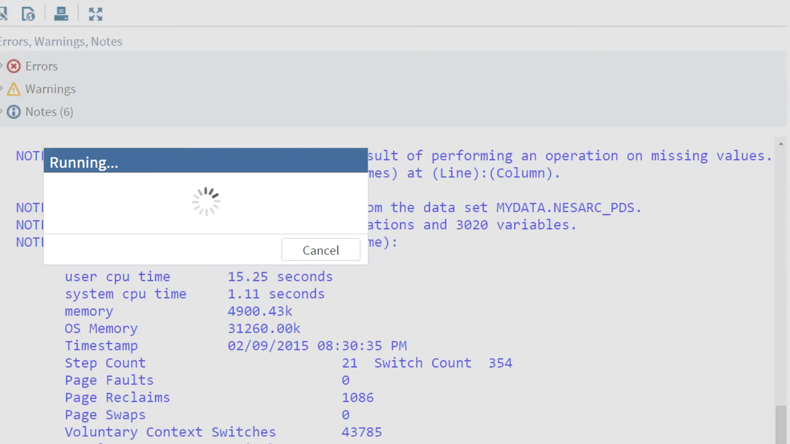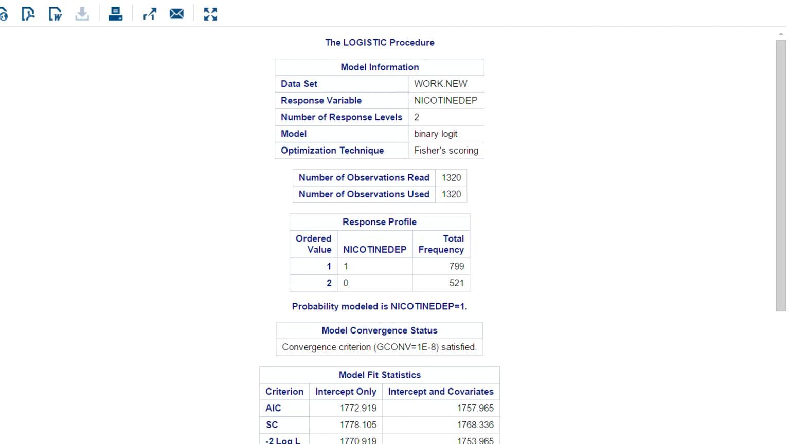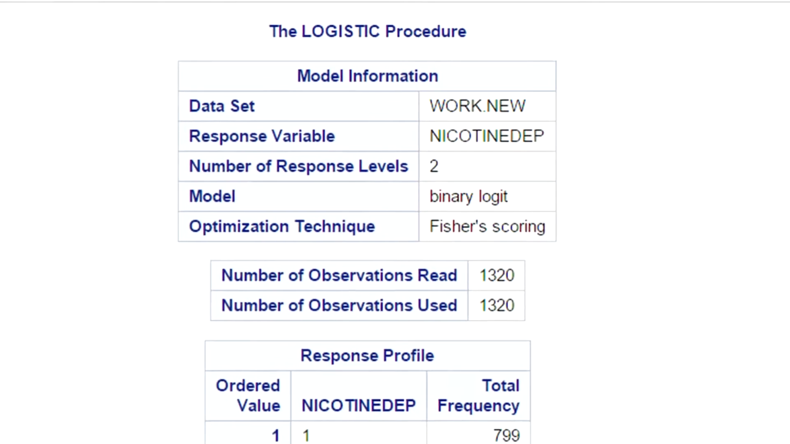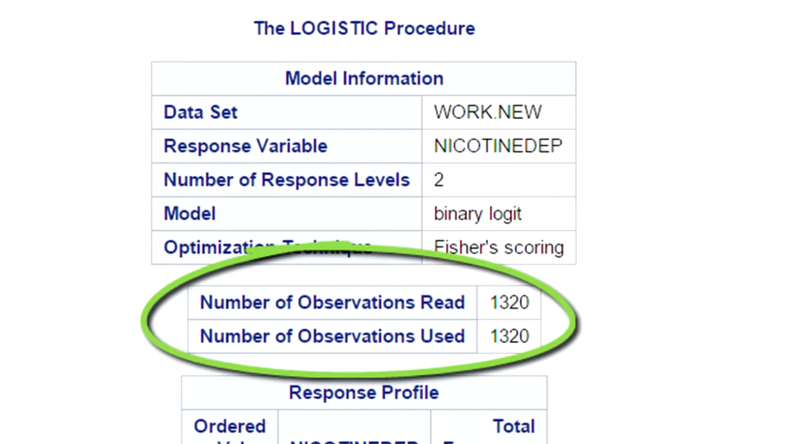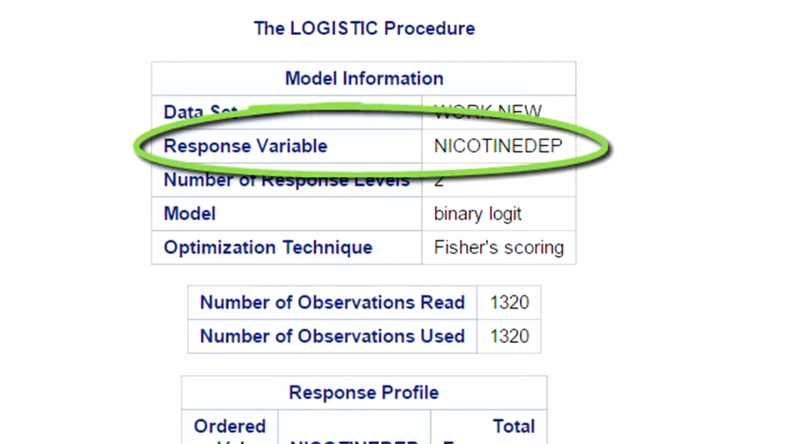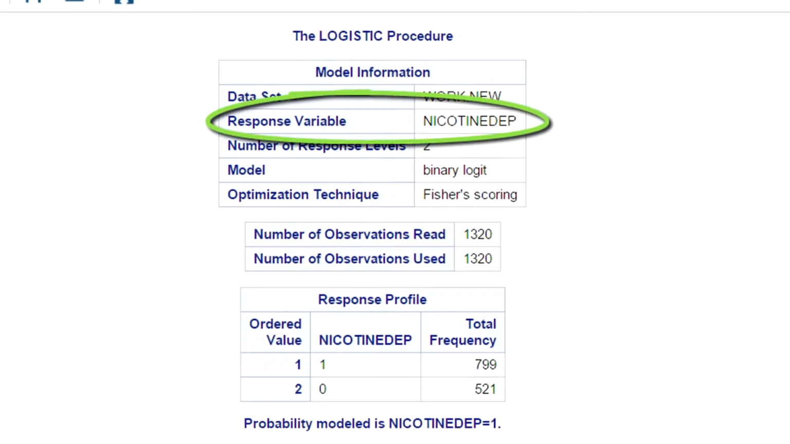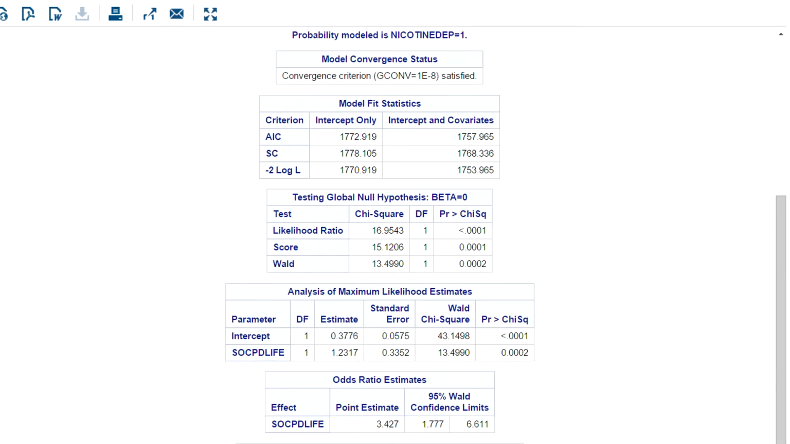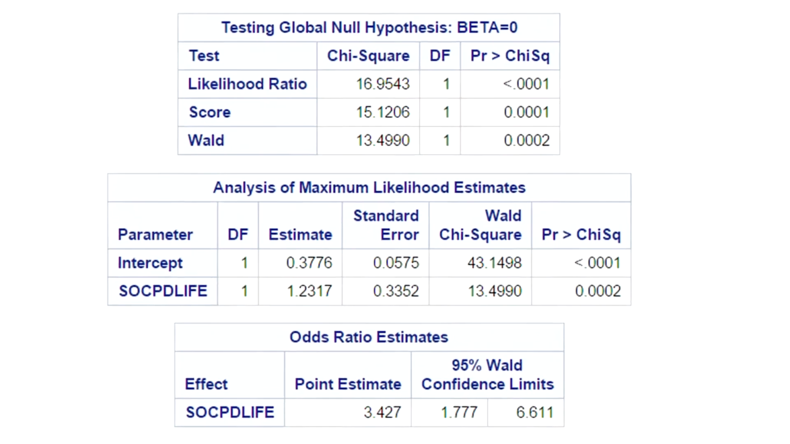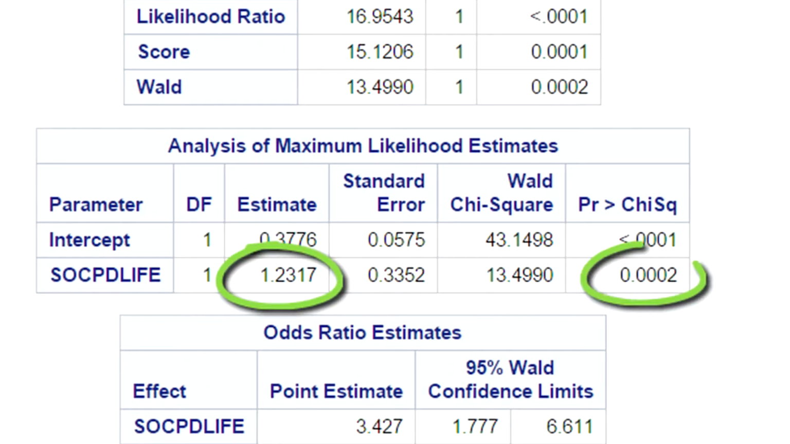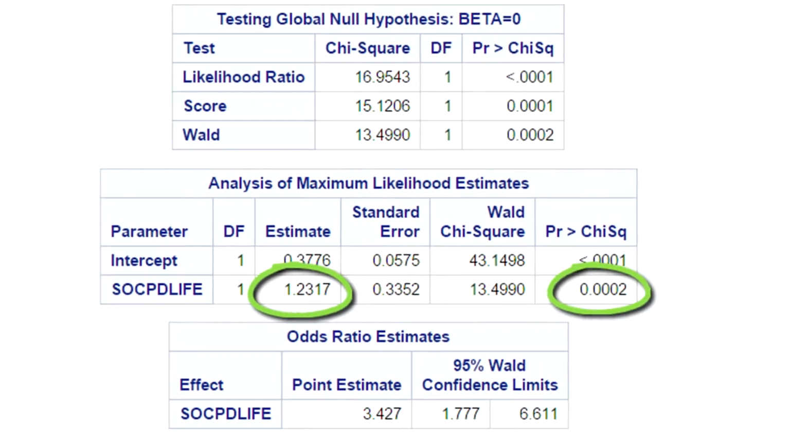Similar to the multiple regression output, we can see the number of observations and number of observations with complete data that were used in the model. Here we see the name of our response variable, nicotine dep. Also, similar to the multiple regression output, we see a table with the parameter estimates and the p-value. Notice also that our regression is significant at a p-value of 0.0002.